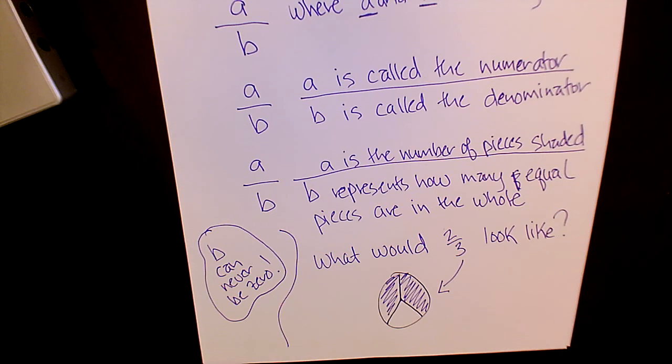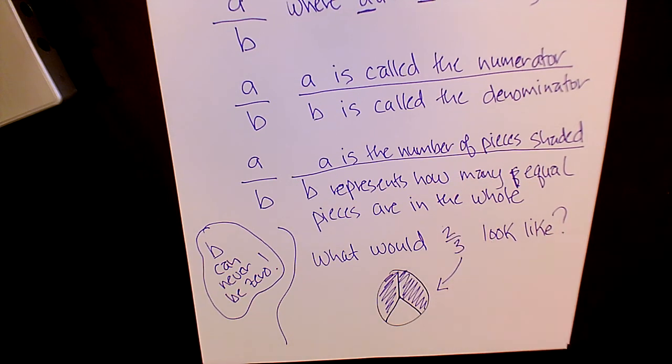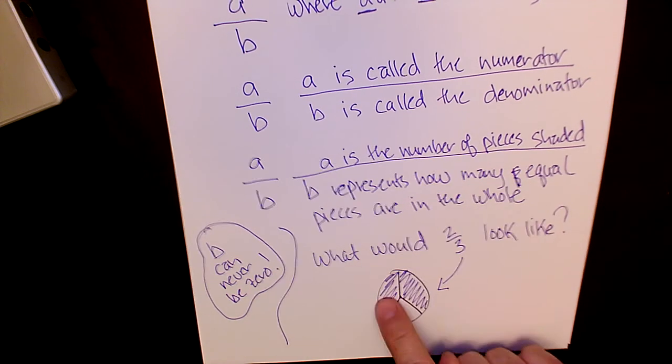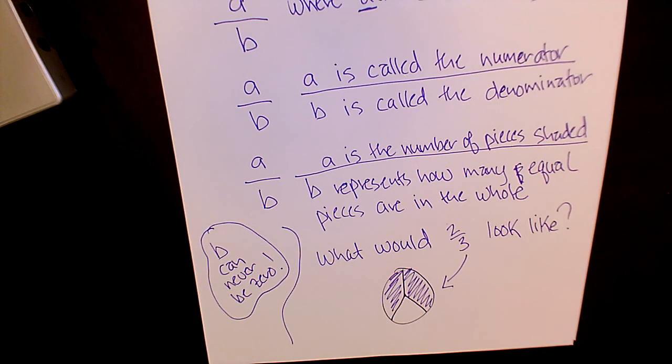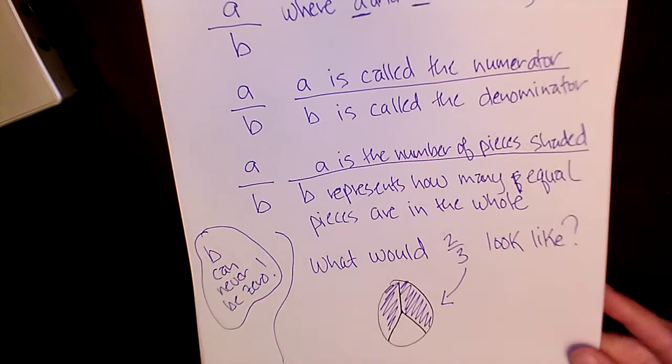So on a test, I'll probably say, draw me a picture of 2/3 or 4/5 or 3/5 or whatever, and do your best to draw it. So remember, 3 is your total, that's your denominator. 2 on the top is how many pieces are shaded, or how many pieces are included. Easy? Okay. Let's see another one here.